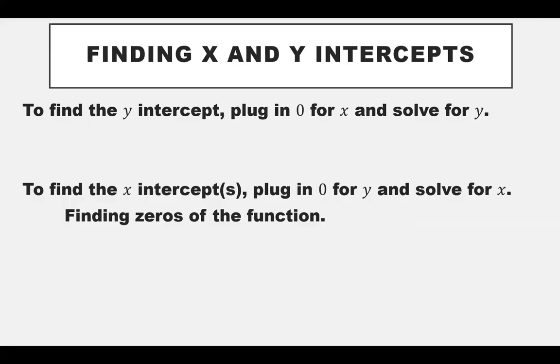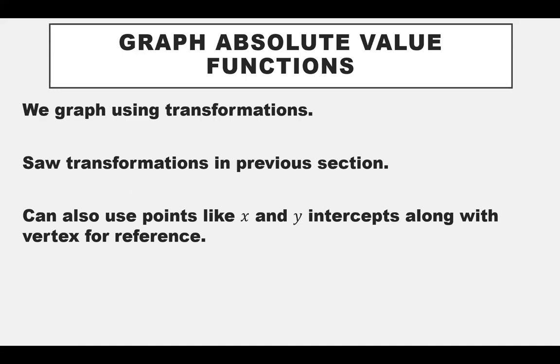So to find y-intercepts, we plug in 0 for x. To find x-intercepts, we plug in 0 for y. And when we do this, find x-intercepts, when we plug in 0 for y, we're basically going to be solving an absolute value equation, just like we saw earlier. X and y intercepts are key features of the graph of these absolute value functions.